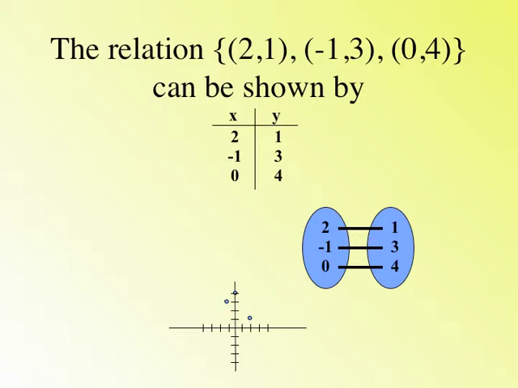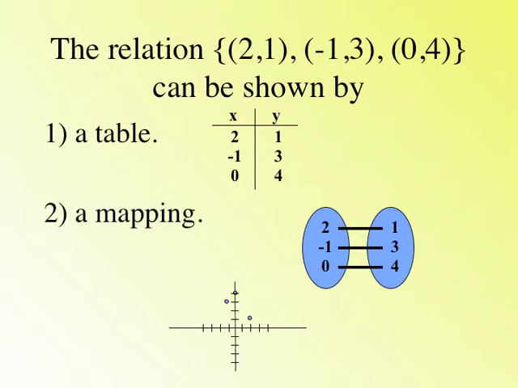You can show a relation in 3 or 4 ways. The first way is obviously, like we talked about, a set of ordered pairs. Another way you can show it is a table, by listing out the x values and the y values separately in columns.